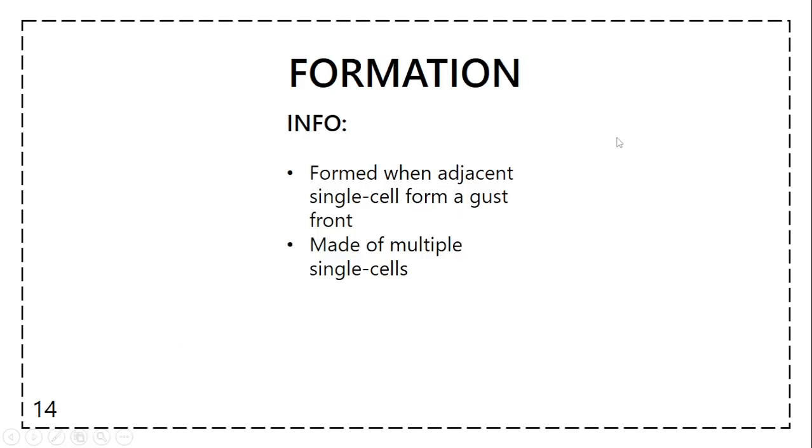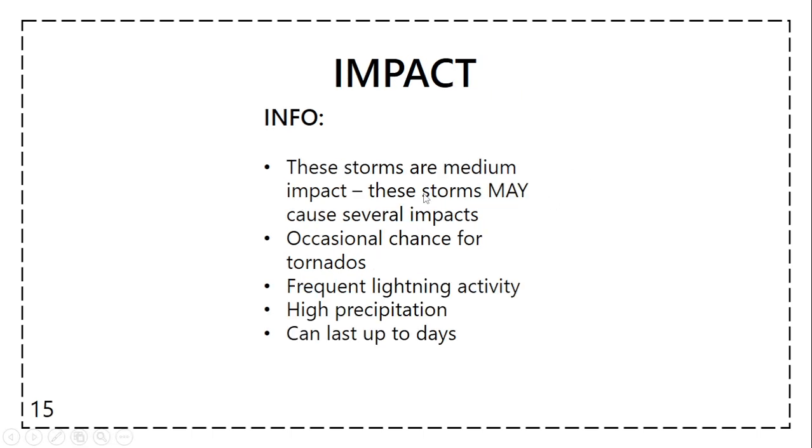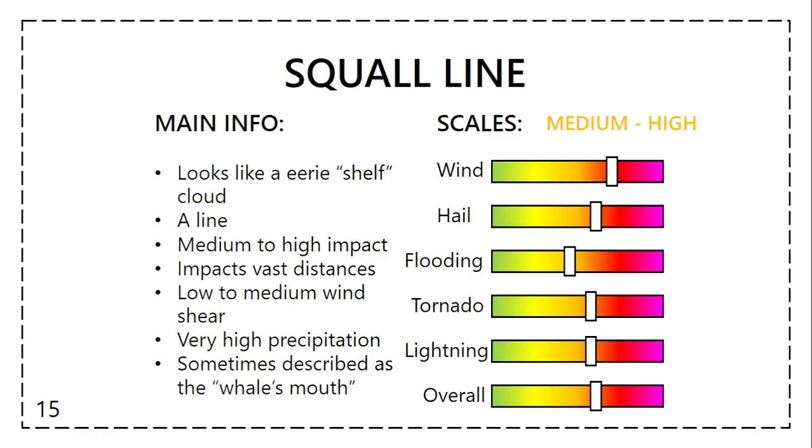Formation: form an adjacent single cell from a gust front made of multiple single cells, like I said. These cells are medium impact. These storms may, and I highlight that may, cause several impacts: occasional chance for tornadoes, frequent lightning activity, high precipitation, and again, can last up to days or even a week with these storms as well.